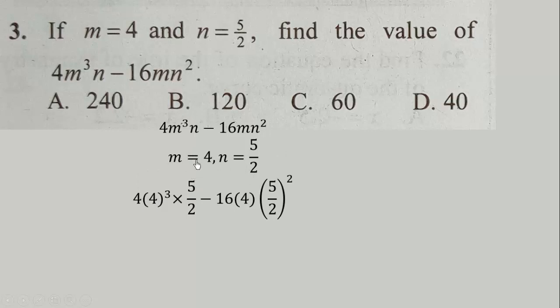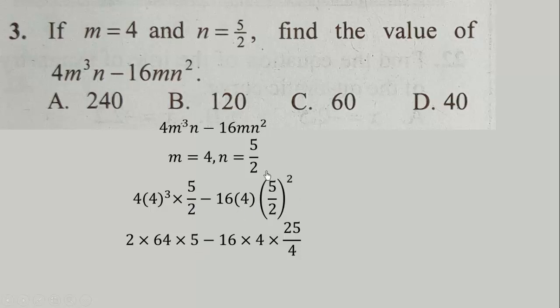Wherever we see m, we put 4. So 4 here, 4 here. And wherever we see n, we put 5 over 2. So 5 over 2 here, and 5 over 2 here. Now we simplify. 2 will cancel 4 2 times. Then 4 cubed is 64. We are left with 5 here.